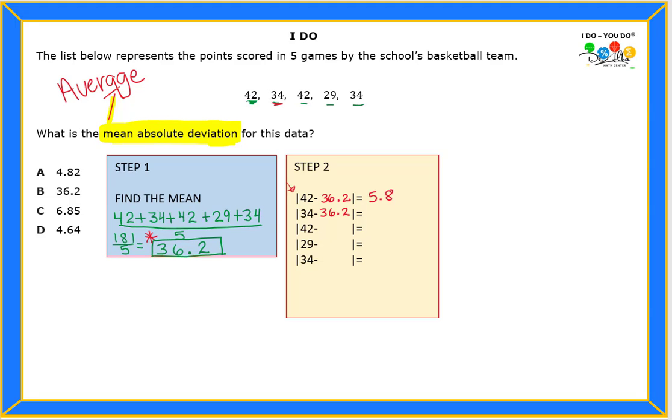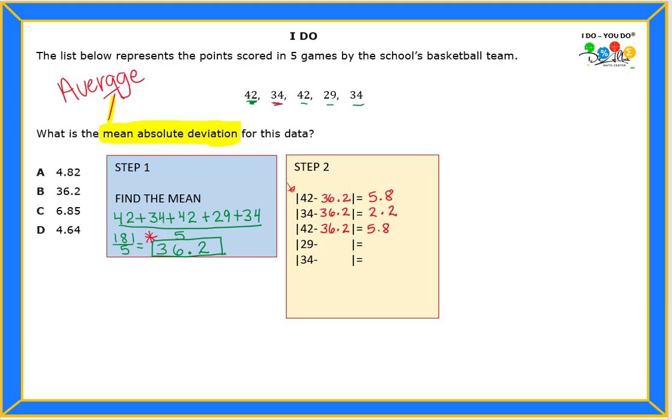So we have 34 minus 36.2. Now, that will be a negative number. Is that right? But again, my answers cannot be negative because I'm using the absolute value symbol. Therefore, this will be just 2.2. So when you subtract, you get negative 2.2, right? But since I have the absolute value symbols, it becomes a 2.2. Okay? Next one, 42 minus 36.2. So every number from my data, I am going to be subtracting 36.2 from those numbers. Okay? And this one will be 5.8 since it's just like the one on the top.